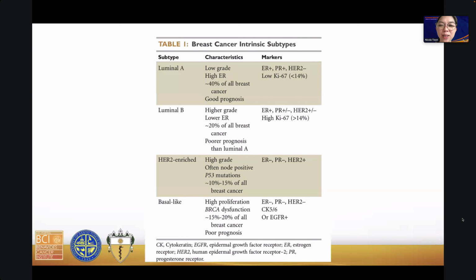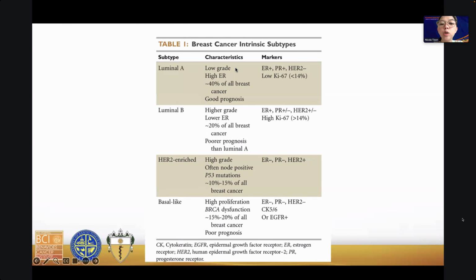However, it's already 2025 and we have a deeper understanding of breast cancer, its biology, and its behavior. And so maybe for the past 5, 6, or 7 years, what I presented earlier is no longer standard of care. So it's very important to know the different breast cancer subtypes.